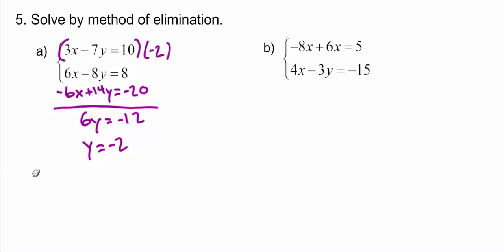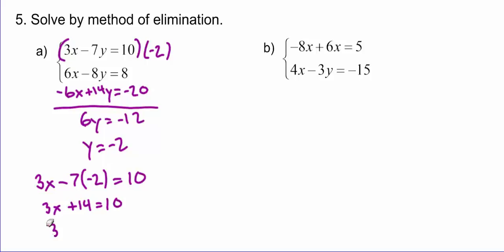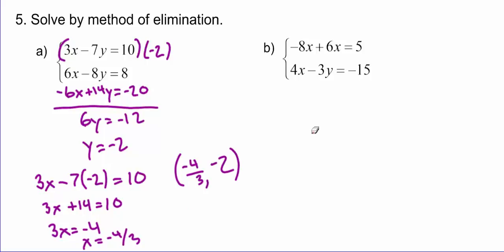We can choose either equation to plug that into. I'll go with the first. I don't think it really matters too much. They're not going to be much different in terms of which one's easier or more complicated. So this is 3x, basically plus 14 equals 10. So 3x would be negative 4. That means x is equal to negative 4/3. But what we're looking for is an ordered pair solution, and we have that at negative 4/3 and negative 2.